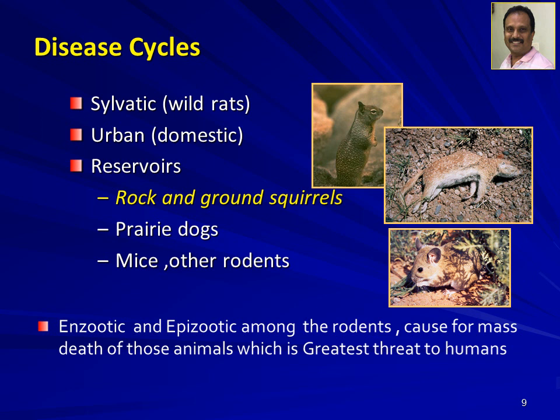Enzootic means the same species will get infected. In epizootic form, the other species of the rodents also get infected and cause the mass death of those animals, which is a great threat to human beings. If human beings come in contact with these dead animals, then people may acquire the infection.